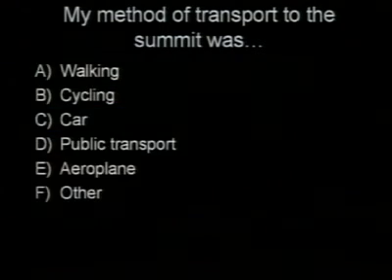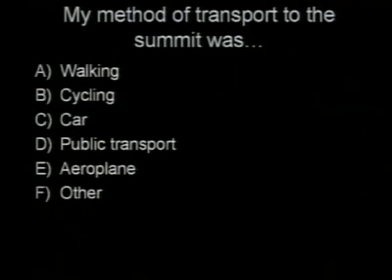Okay, so that's an introduction to the voting system. There will be some chances to vote a bit later on, so we'll go back.